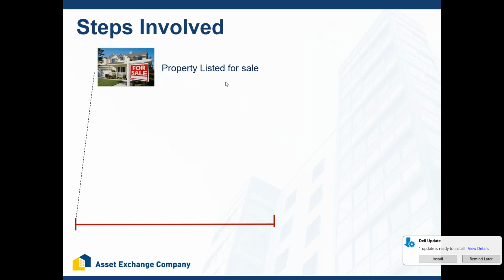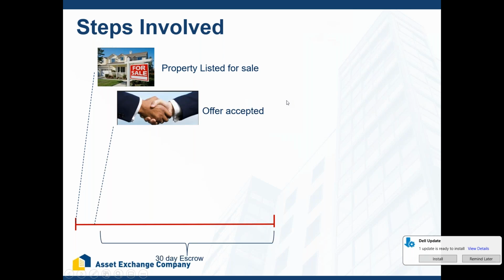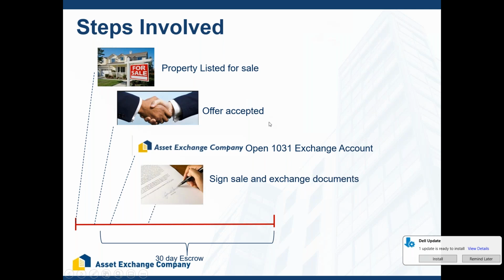Step number one, list your rental investment property for sale. Step number two, get an offer. Open up escrow. Typical to have a 30-day escrow. Sometime in there, call me. Open up your exchange account. Don't wait until the last minute. If you can avoid that, get me involved right away. When you open up your exchange account, I am going to have my staff prepare all of the necessary paperwork, which you will then sign, or your client will sign, at escrow when they sign off on all of their other documents. You're going to then close escrow.